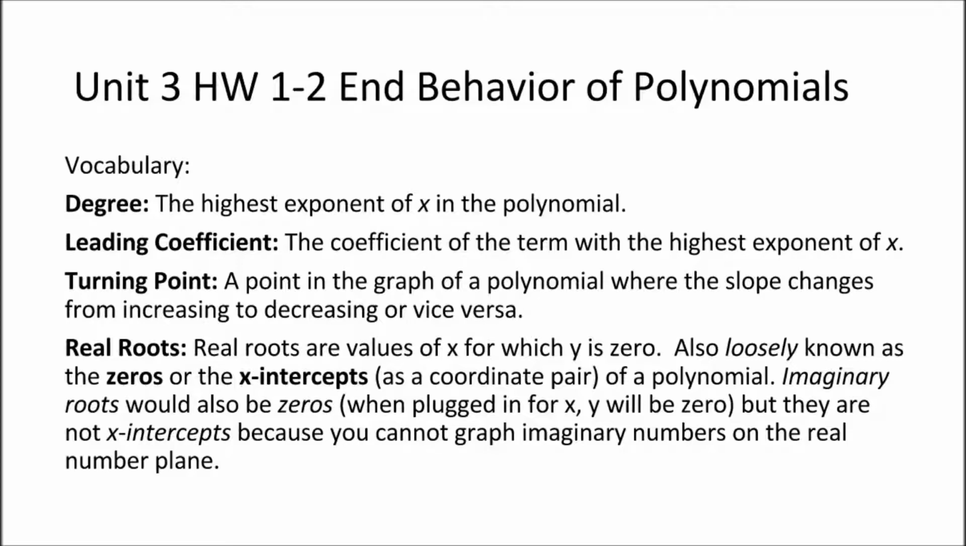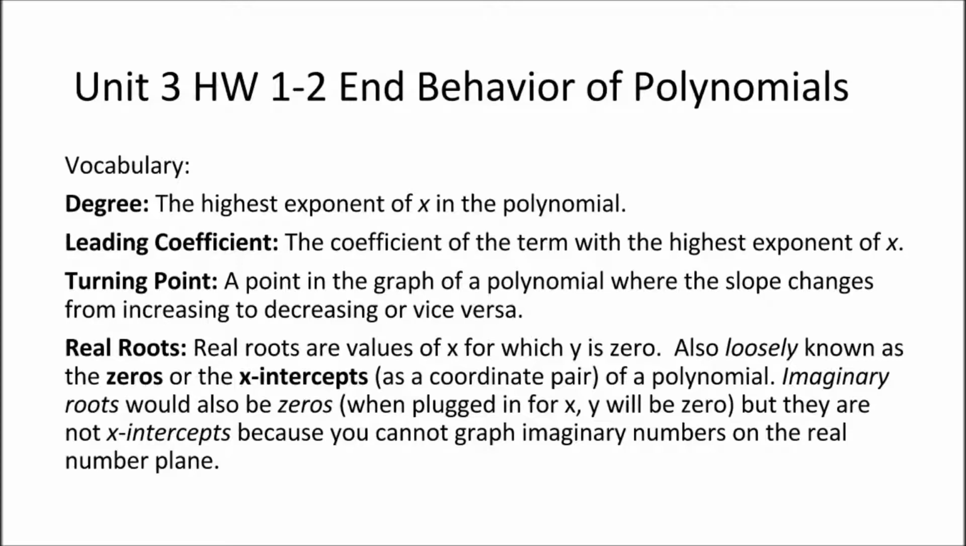And then turning points. A turning point is where the graph changes from increasing to decreasing. So like at the top of a roller coaster, it goes up and then comes down, or if it hits the bottom and then comes back up, that's a turning point. And the maximum number of turning points is always going to be equal to the degree minus 1. Now you may have no turning points, but you will always have at most whatever the degree is minus 1.